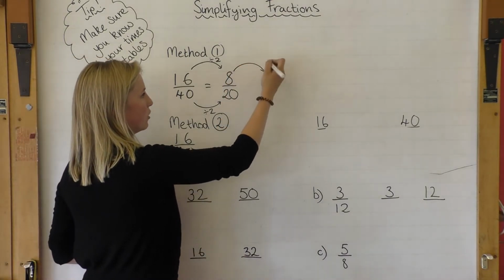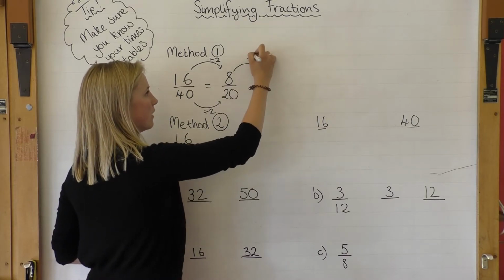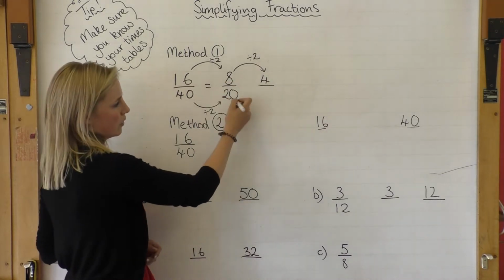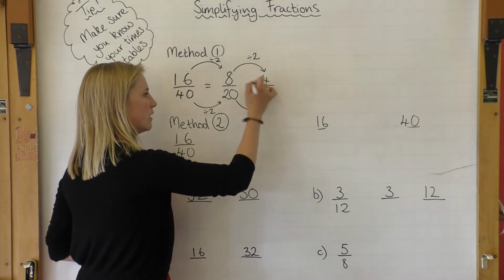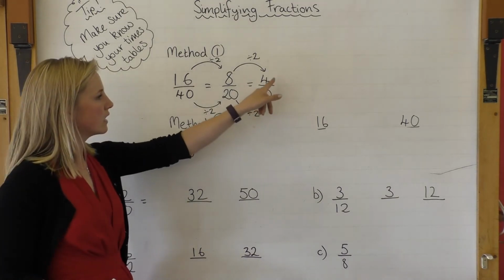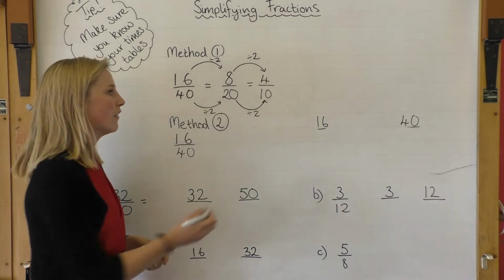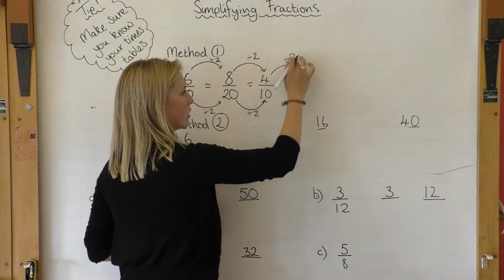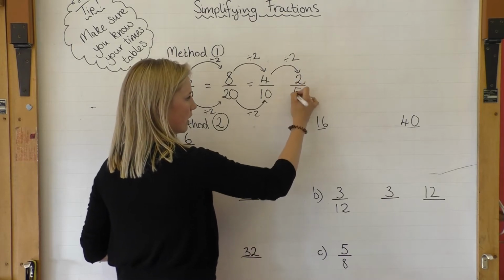So dividing my numerator by 2, 8 divided by 2, or halving it, gives me 4. Then, as I've divided my numerator by 2, I also have to do the same to my denominator. So I'm going to divide that by 2, giving me 10. Looking at this fraction here, the numerator is still even, and the denominator is still even, so we need to halve one more time. 4 divided by 2 is 2, and 10 divided by 2 is 5.